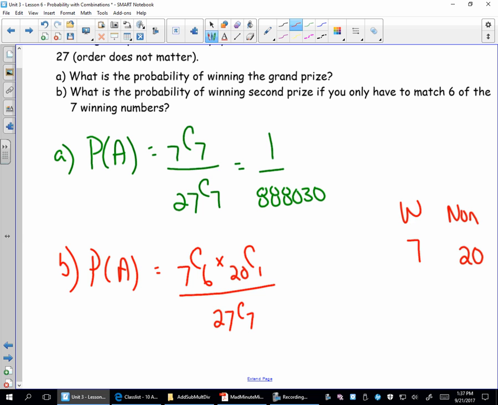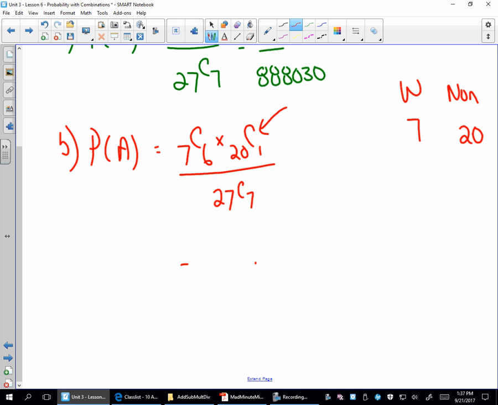And I want to go back to A for just a second. Notice that I didn't write in this part of it, the non-winning numbers. I could have, if I wanted to, implied there's 20 non-winning numbers and I chose none of them. But you don't have to show that, because 20 choose 0 is 1. There's only one way of doing it. That doesn't change my answer. But in the second one, I did need it because I needed to pick one of those non-winning numbers. So what do we end up with?